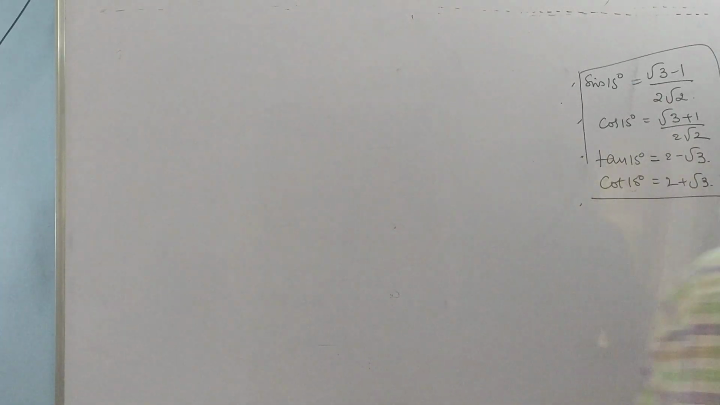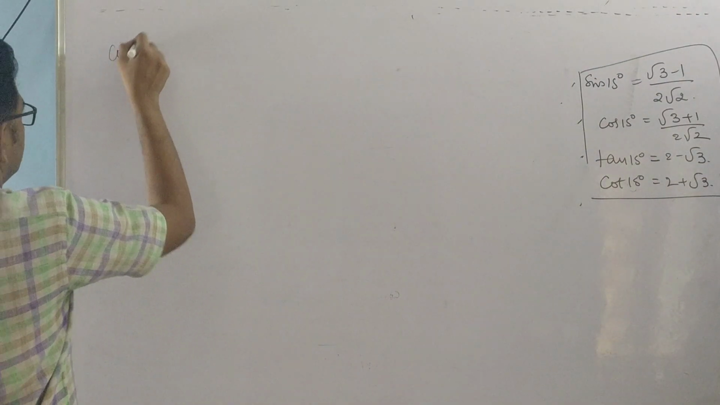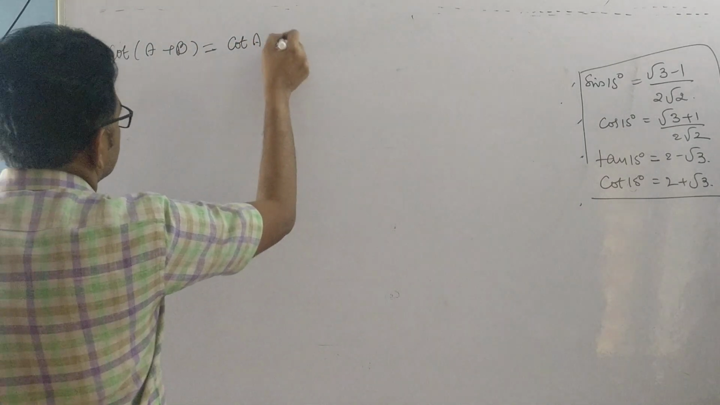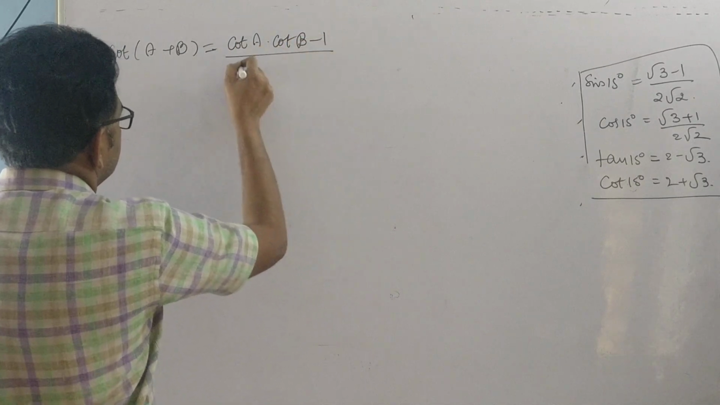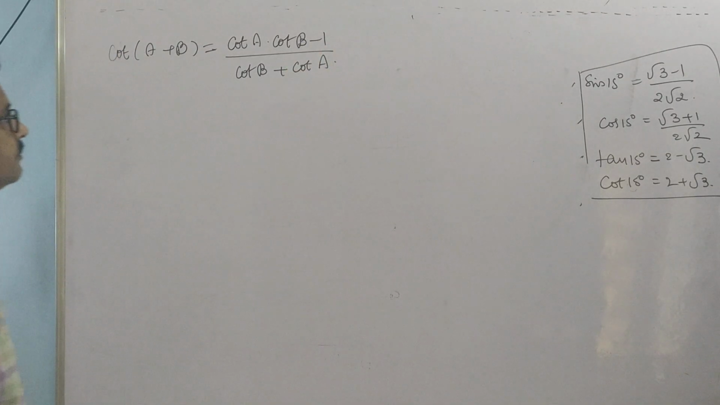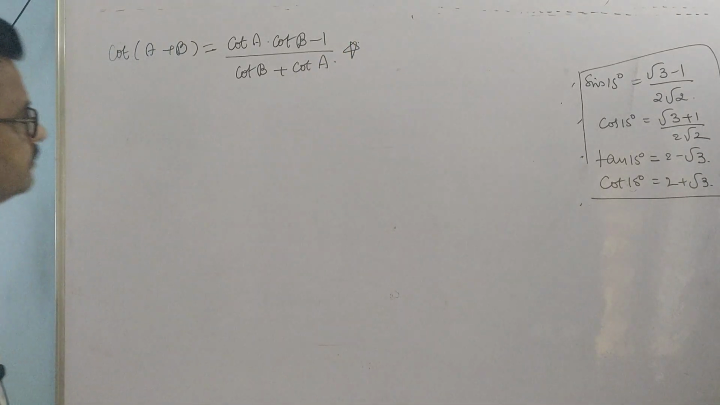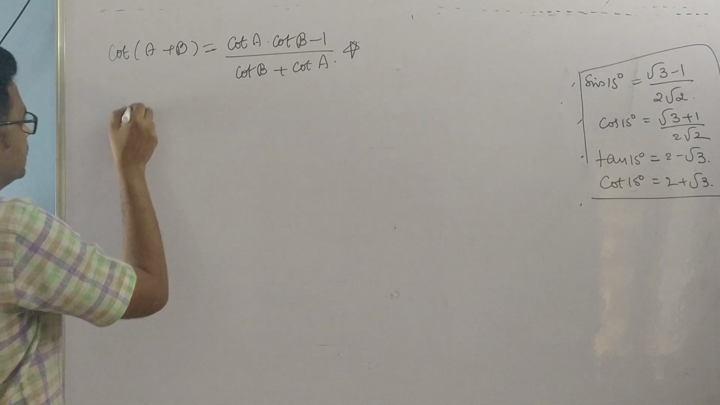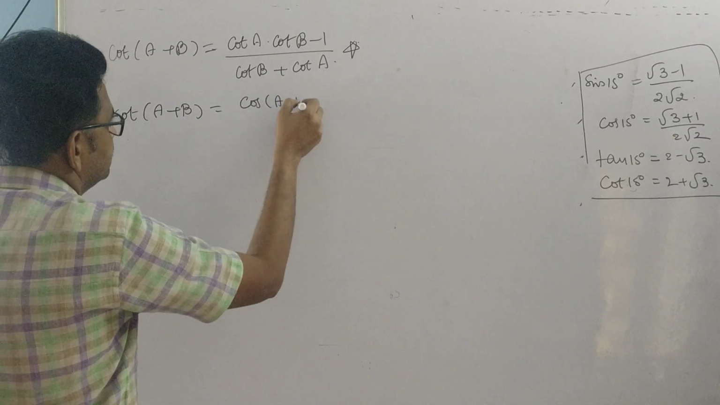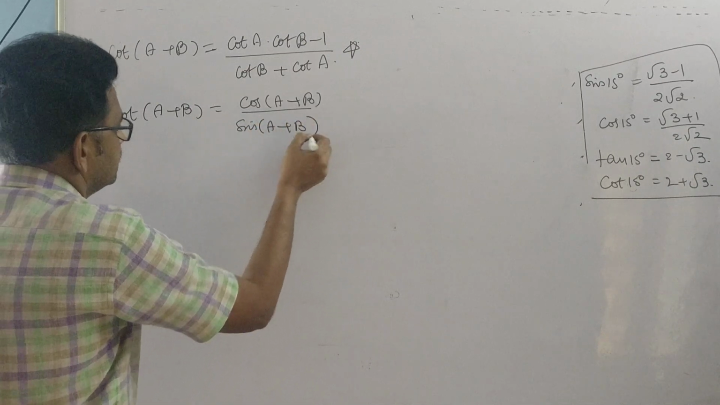Next one, cot of A plus B equal to cot A into cot B minus 1 by cot B plus cot A. Cot of A plus B. How to prove this one? Cot of A plus B is equal to cos of A plus B by sin of A plus B.